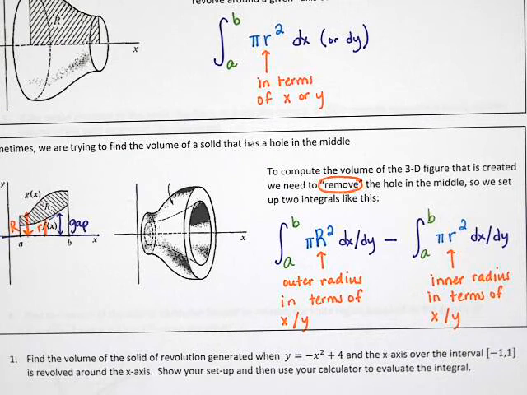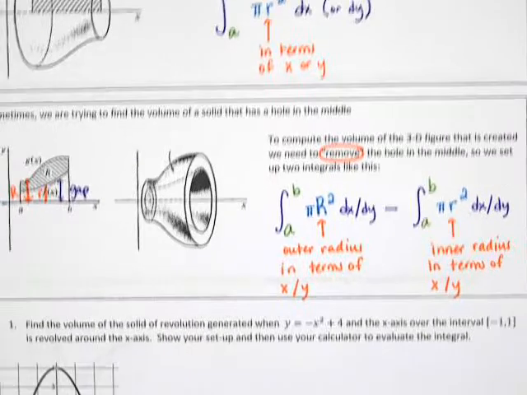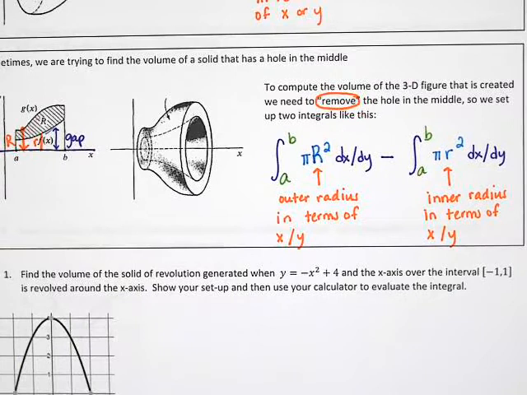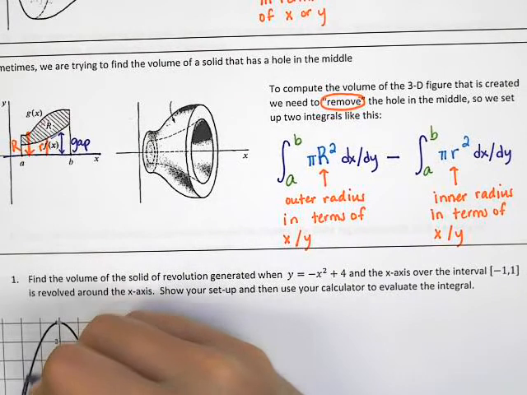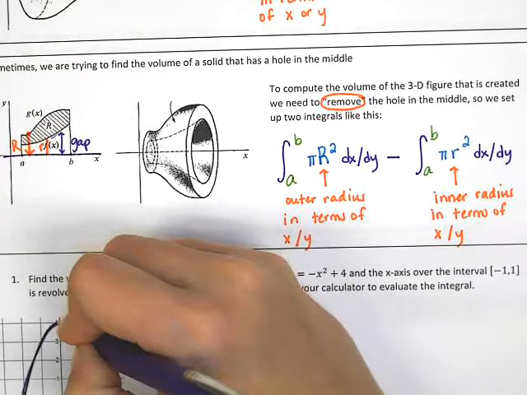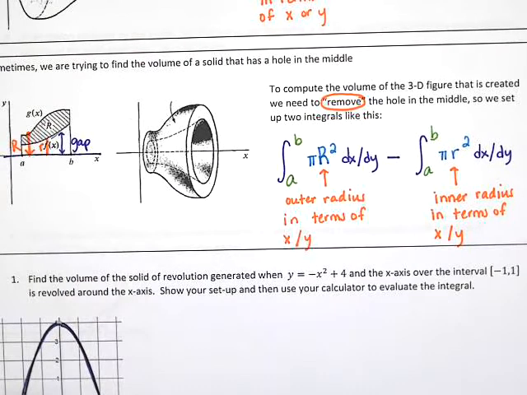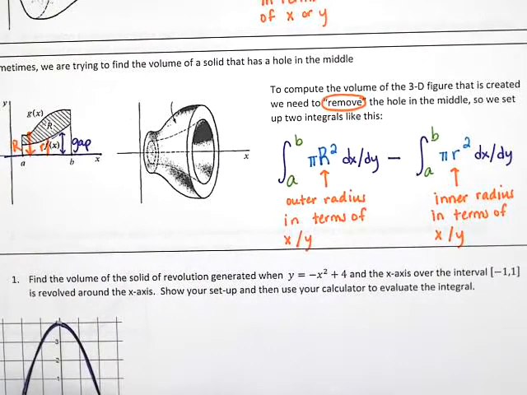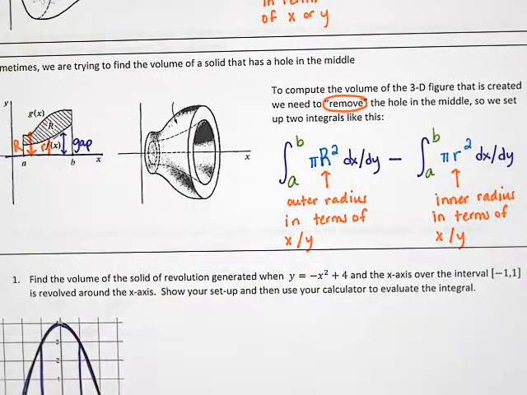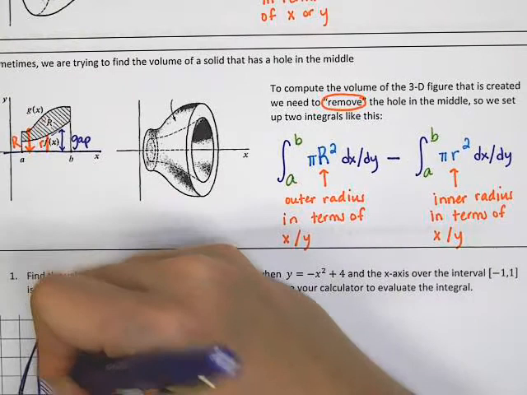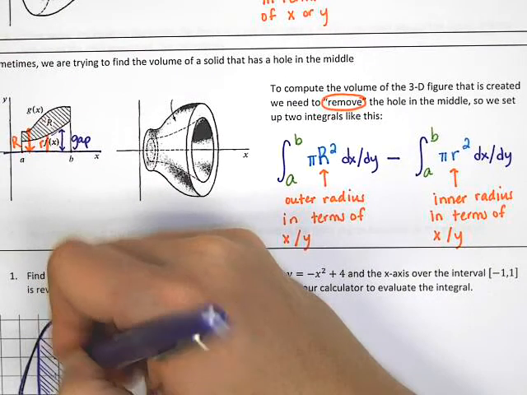So let's take a look at number 1. Find the volume of a solid of revolution generated when y equals negative x squared plus 4 and the x-axis is revolved around the x-axis. Show your setup and then use your calculator to evaluate the integral. So we are revolving the area that is trapped between this function and the x-axis, but between negative 1 and 1. So the area that we are really revolving would just be this area here.